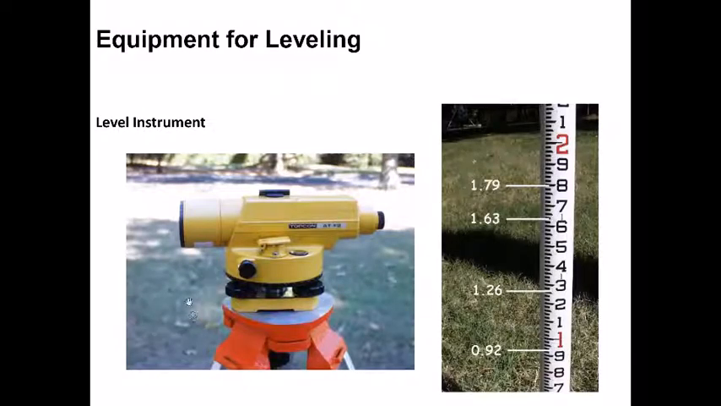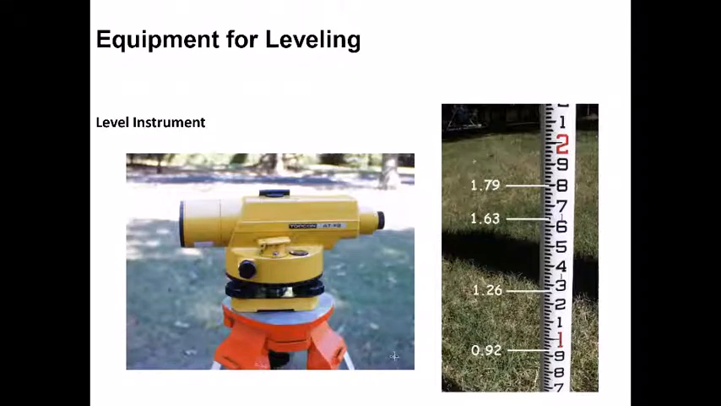So here's a picture of a TopCon auto level, a similar model to the one we have in our lab as well. Over here we have the circular bubble. Over here we have the side view, the eyepiece, the objective lens, the horizontal slow motion, the leveling screws, and beneath that you have the tripod.